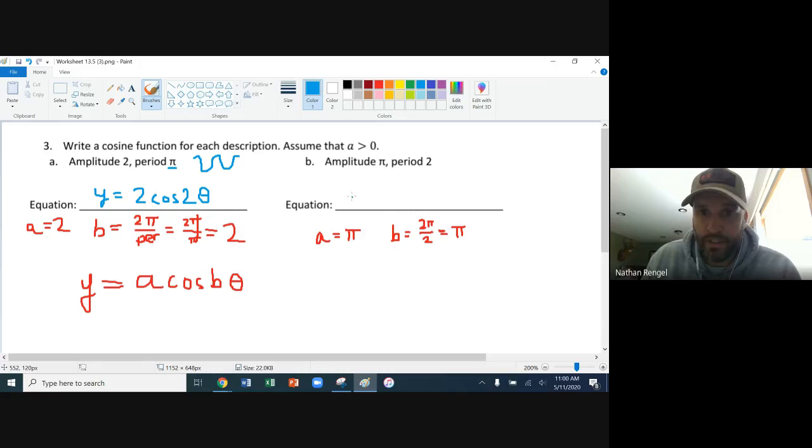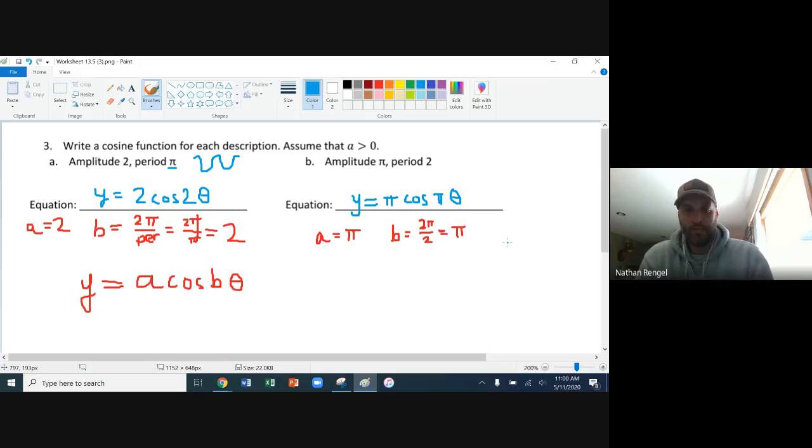So that gives us that y is equal to pi cosine pi theta. Done. So once you find your A and your B, plug those into your general form of a cosine and you are set.